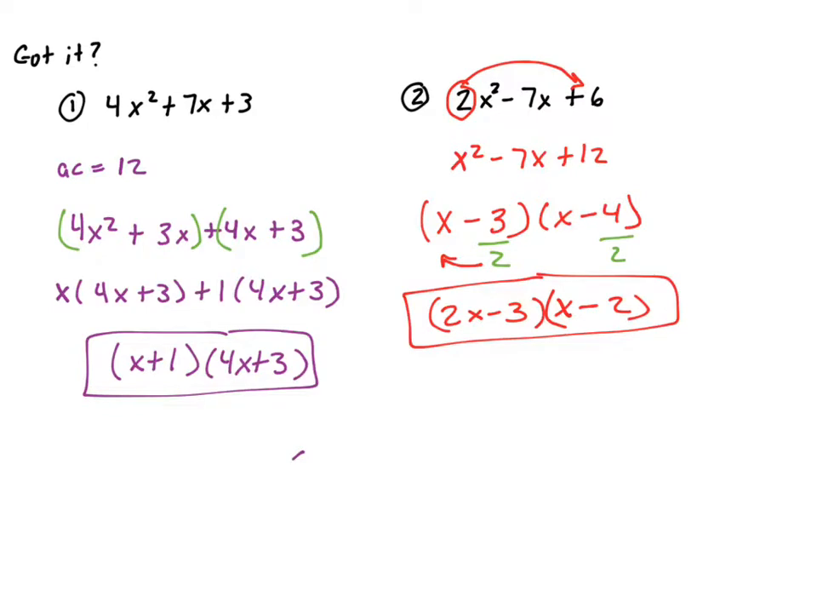So the first problem I tackled with grouping and ended up with x plus 1 times the quantity 4x plus 3. The second problem I chose to do slide divide, and I've got 2x minus 3 times the quantity x minus 2.